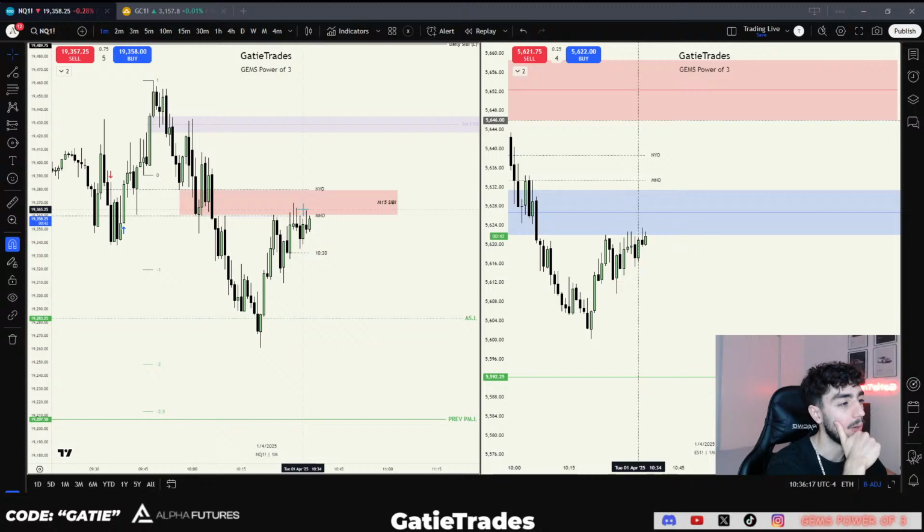We get the displacement now. I would have wanted to see the displacement at 1032. 1, 2, 3, 4, 5, 6 minutes of consolidation before the displacement. It's not the worst thing. Because, like, what are we waiting for, you know? Keyword used to. I've just been finding my setups a lot earlier.